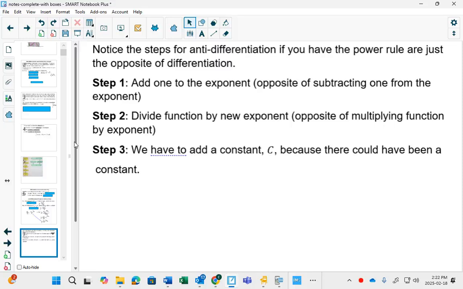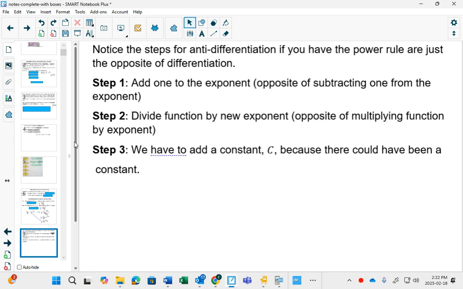So, step 1, add 1 to the exponent. Opposite of subtracting 1 from the exponent. Step 2, divide by the new exponent, which was the opposite of multiplying the function by the exponent. And then if we want to do all of the antiderivatives, we'd have to add c, say a plus c, because it could have been anything.